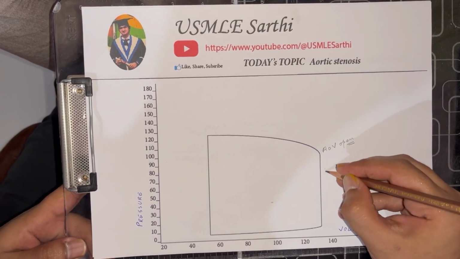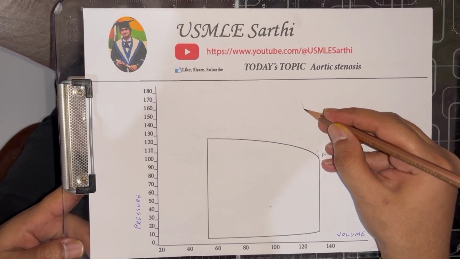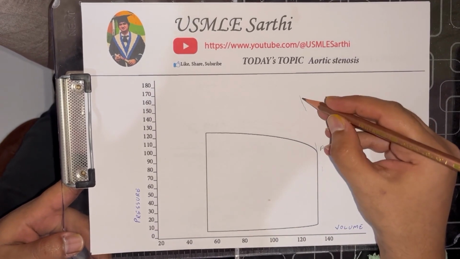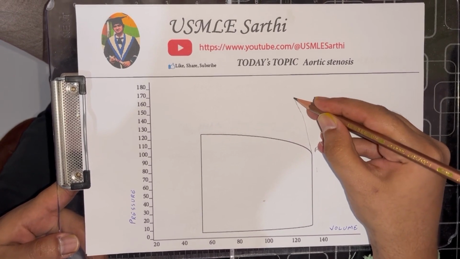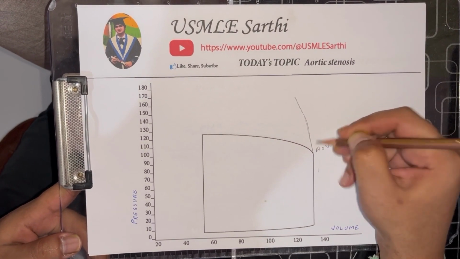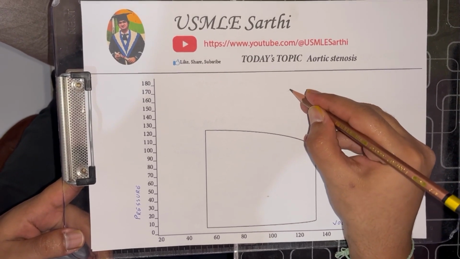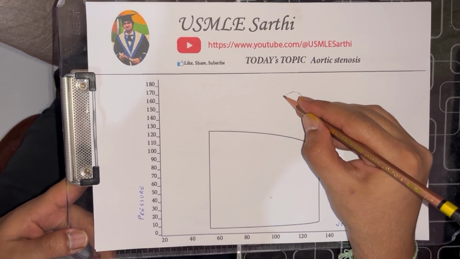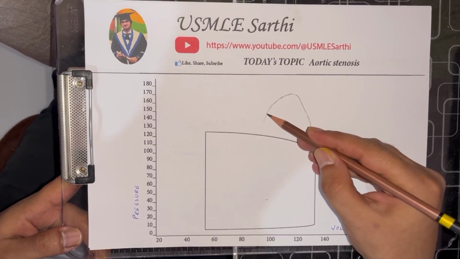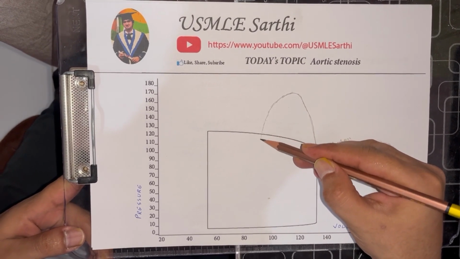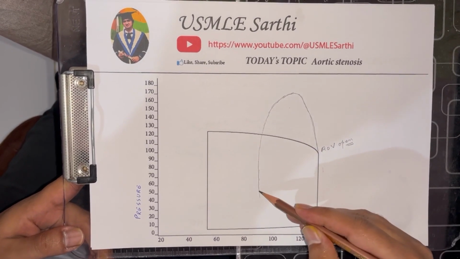So this ventricle will apply more pressure, even above 180 mmHg, to open it. So this curve will look like this, and due to narrowing of the opening of the aortic valve, the left ventricle will be unable to eject the whole blood, so the volume curve will also be like this.